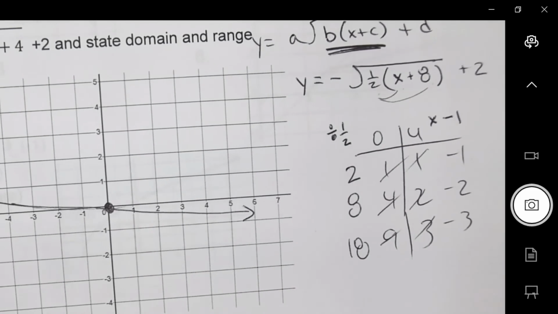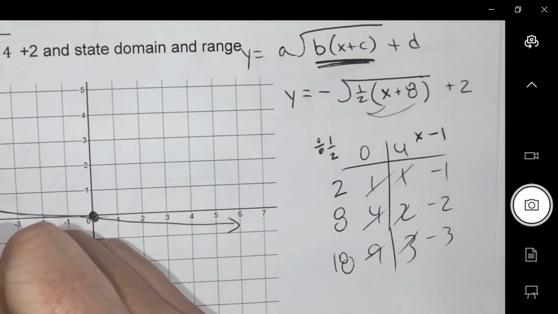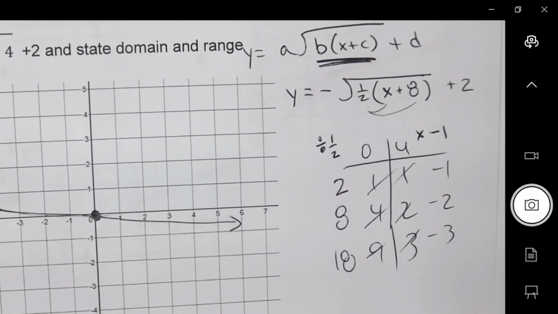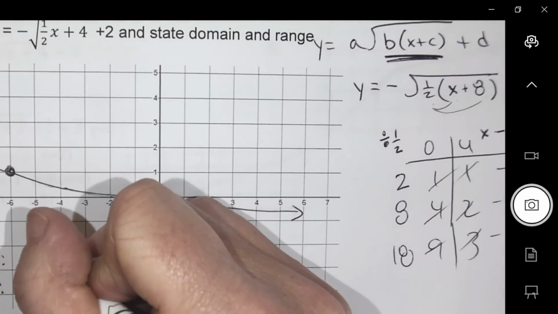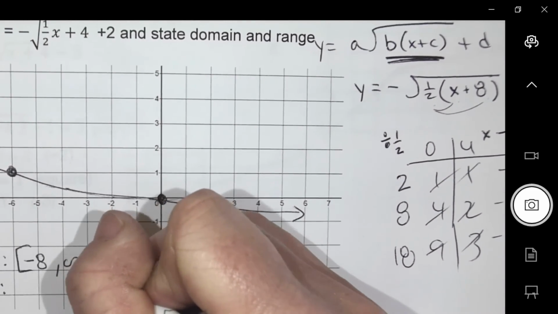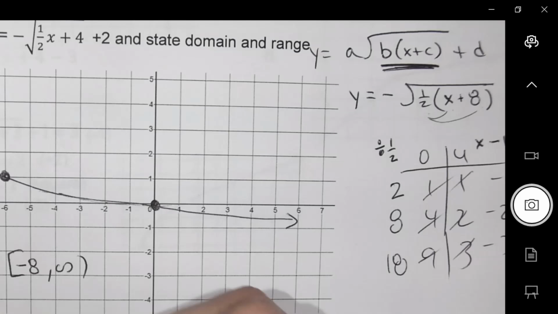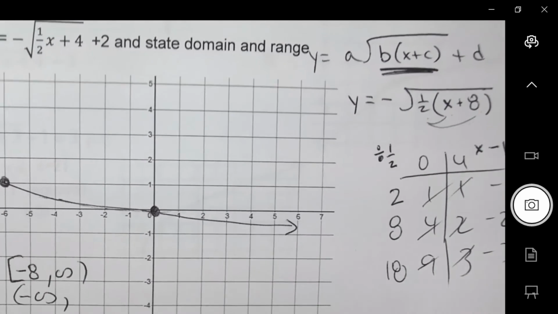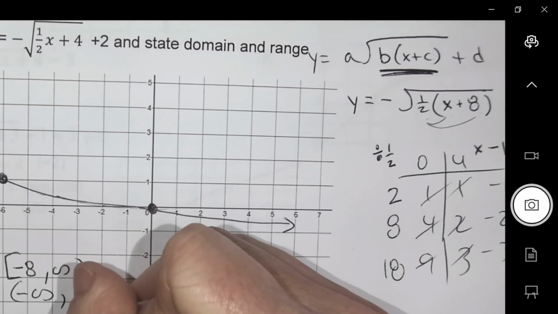And then the domain and range again. So this one, the domain is from the left, -8 to infinity. And the range, what's the lowest? So -infinity is the lowest up to a 2.